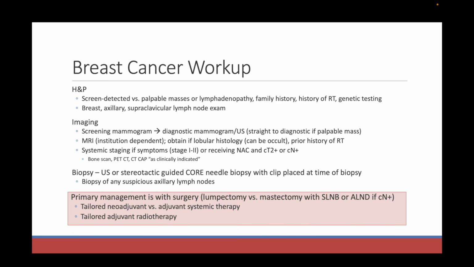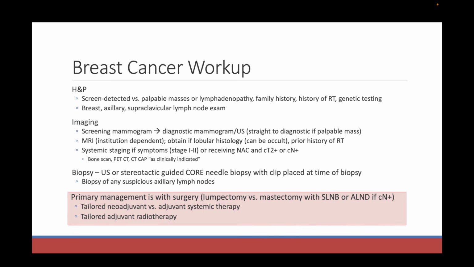But I think on boards, it's fair to just say lumpectomy with sentinel lymph node biopsy, or if they tell you the patient's getting a mastectomy. And then if they have clinically node positive disease, they should be getting an axillary lymph node dissection. And then everything is tailored, right? So systemic therapy can be given up front or adjuvant, and radiotherapy is always given adjuvant.